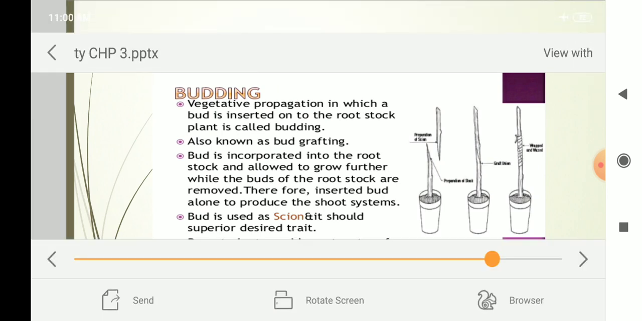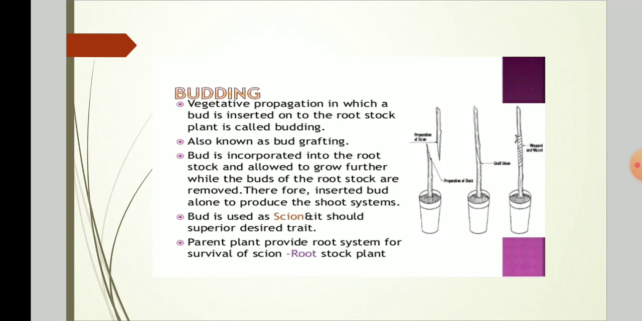Parent plant. The rootstock plant provides a root system for the survival of the scion. Stalk and scion: the stalk is the rooted plant, and the scion is the part of the plant that we are going to insert into a rooted plant, that is, the stalk.